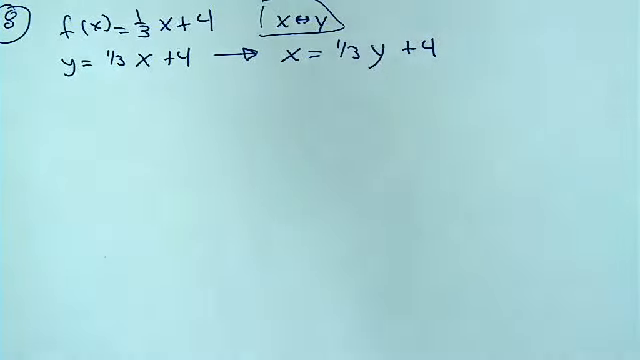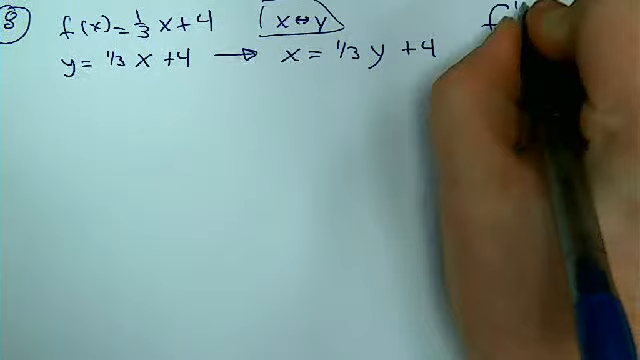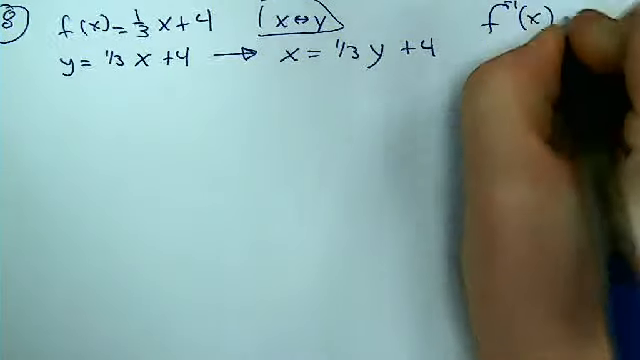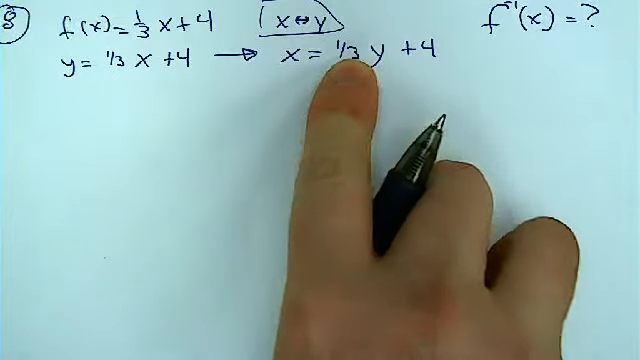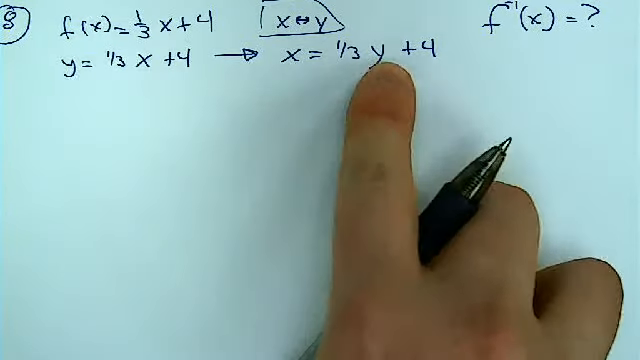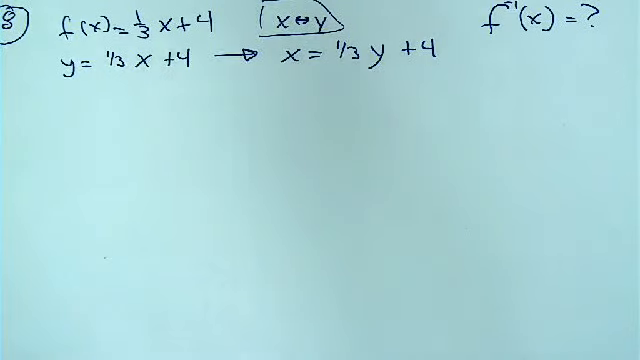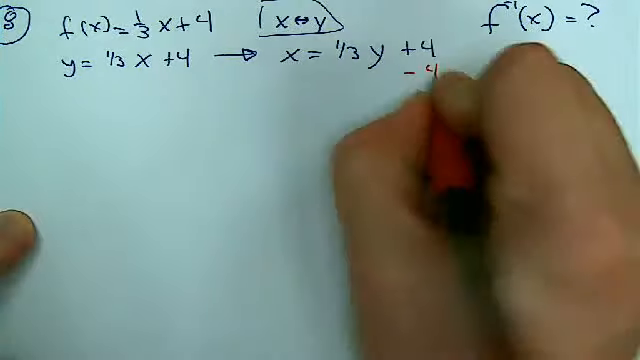The fundamental property of inverse is the x and the y get flipped. Now, I haven't answered the question of what the inverse is yet, because I still have to solve this equation for y now. So I have to get the y by itself. This is where the algebra stuff kicks in. What am I dealing with first, the third or the 4? 4. So I'm going to be subtracting 4 from each side.